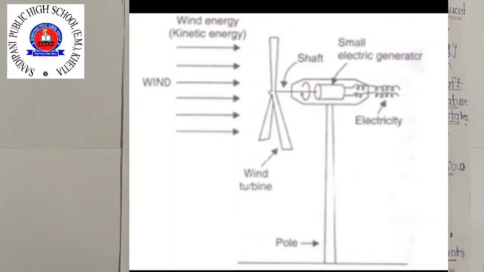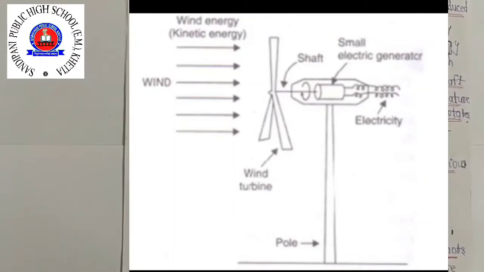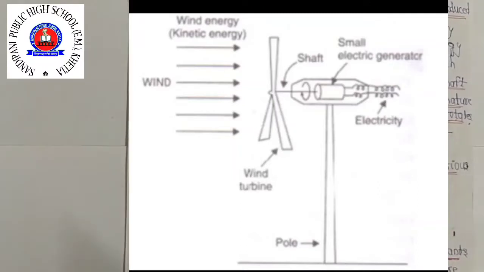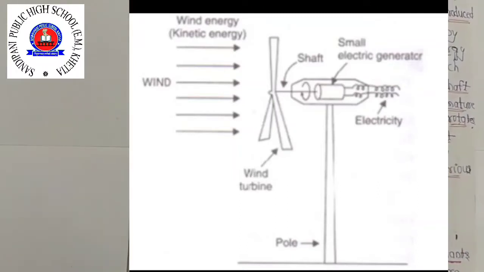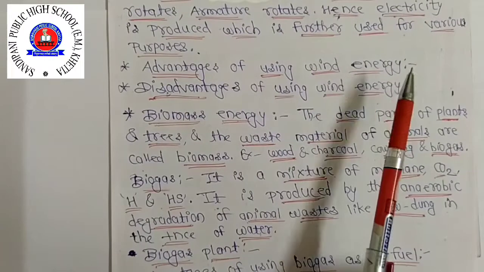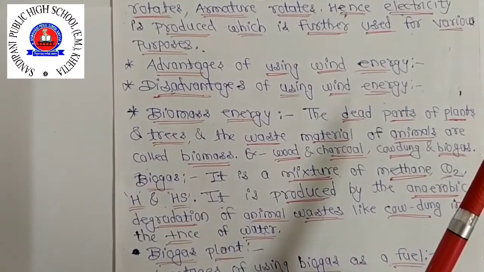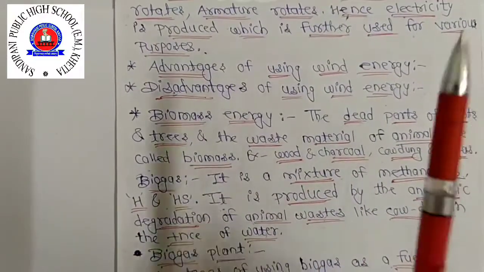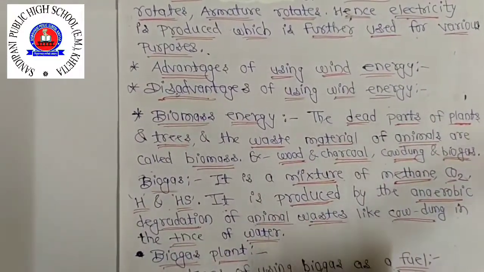And that energy will be generated. So the traditional use of wind energy has now been modified by improvements in technology to generate electricity through wind powered generators. Clear this one? Now, advantages of wind energy. The advantage of using wind energy for generating electricity is that its use does not cause any pollution.